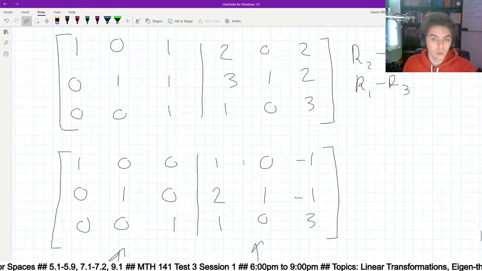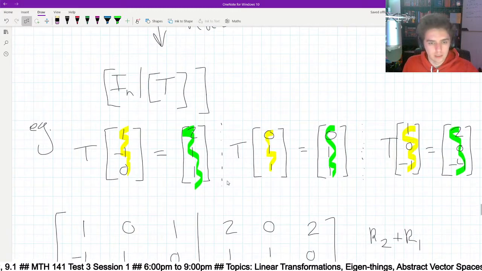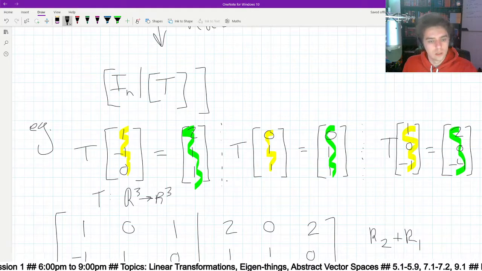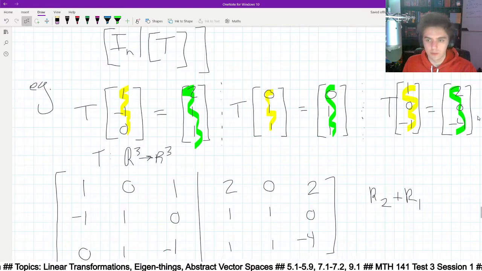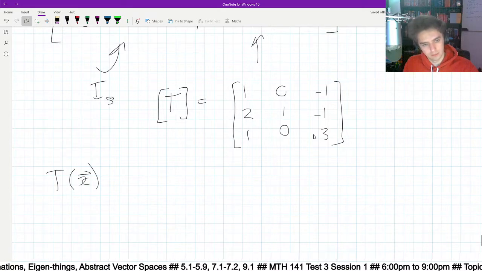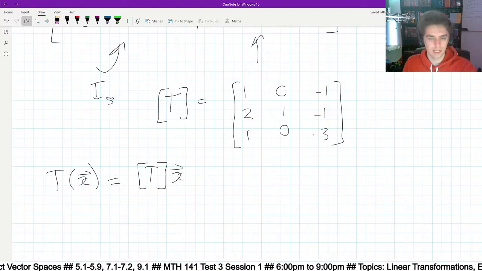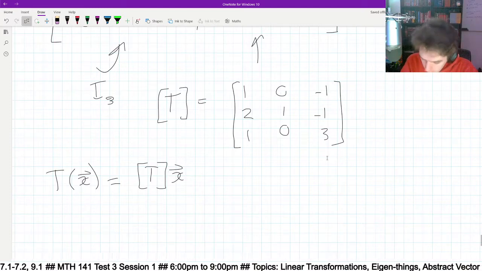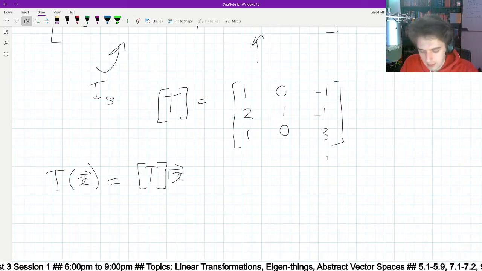And now with this, we can apply this transformation to any vector in R3, right? Because this is a transformation from R3 to R3. To begin with, we only knew what the transformation did to these three vectors. But now I can apply it to any vector, because remember, T of any vector x in the input space is equal to the matrix representation of T times that vector. And now that we know the matrix representation of T, we can do it to any vector in R3. Yep, that seems like it's it for 5.2.